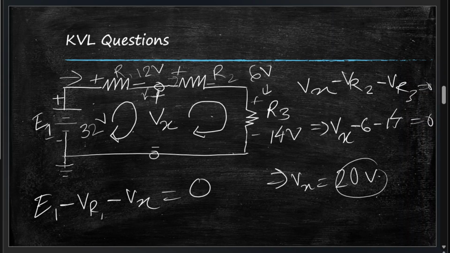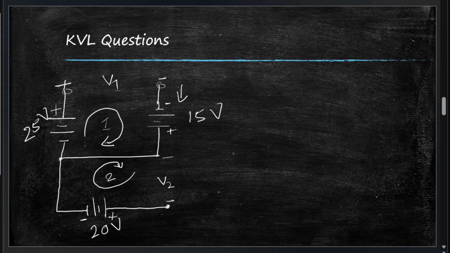Now let's do another question. This doesn't look like much of a circuit anyways, but we don't care about that. It's plus and minus. We'll just find V1 and we'll find V2. This is plus here and minus.